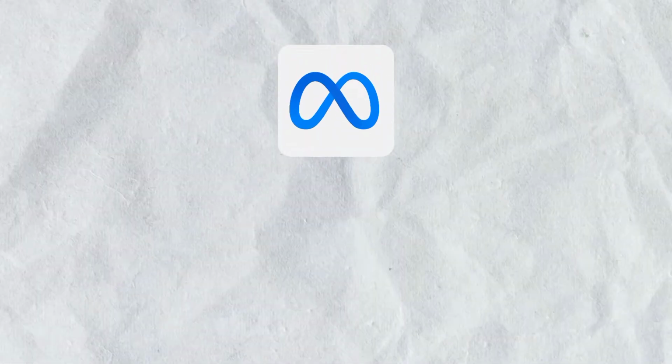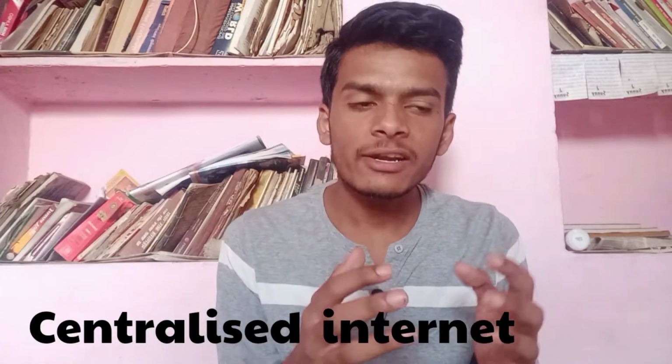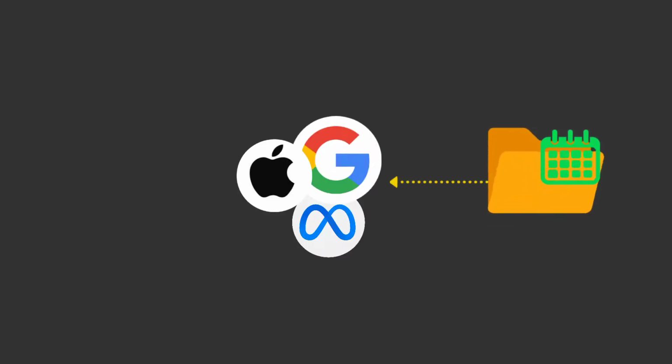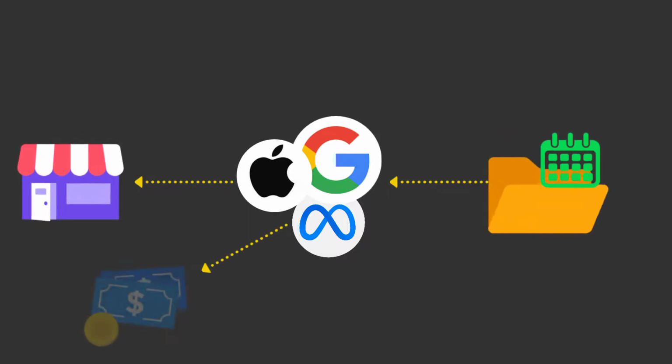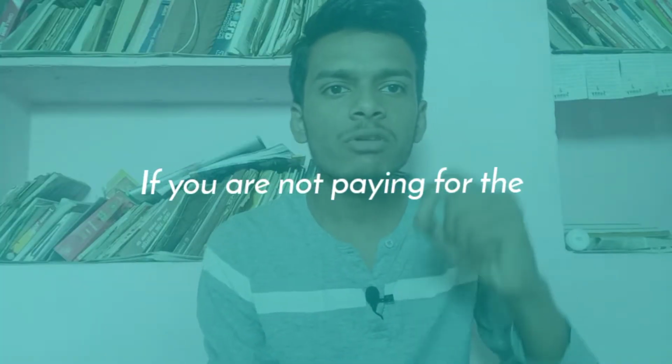But what happened with Web 2.0 is that very few companies now have access over the entire internet, like Meta, Google, Apple, Amazon. These guys own the internet that we use today, and because of that, Web 2.0 is also known as the centralized internet era, in which very few companies control what you do, what you look at, and what you are going to do on your devices. Your entire data of how and what you do each and every day is given to these companies, and they take that data and sell it to advertisers, making more money and revenue for their own profit, and you are getting nothing. If you are not paying for the product, you are the product.